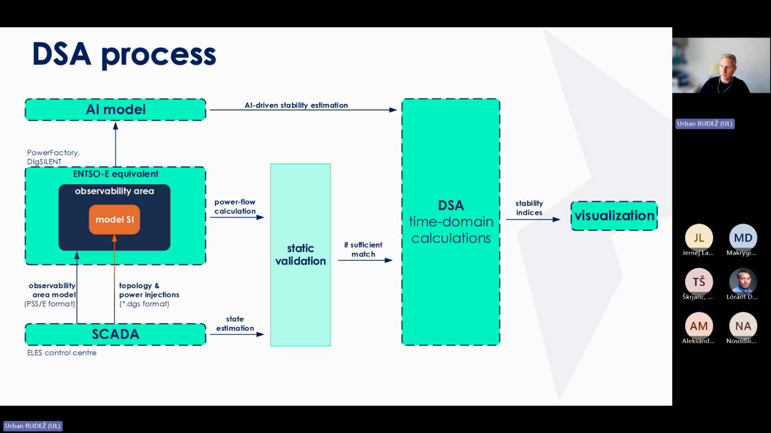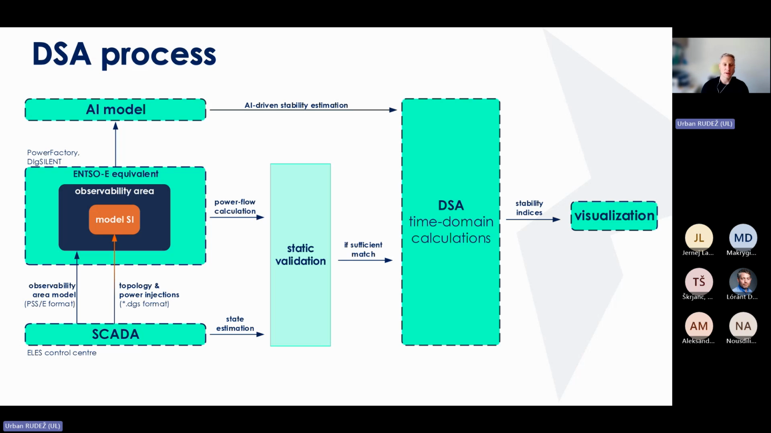So this means that the whole DSA process is being initiated by the highly relevant data from the SCADA, which runs in the LS control center. And then we are using this model to train AI, so artificial intelligence, in order to help us to speed up the whole process. But the first thing is that whenever we initialize the whole model, we run the power flow calculations. So this means that these are the static calculations.